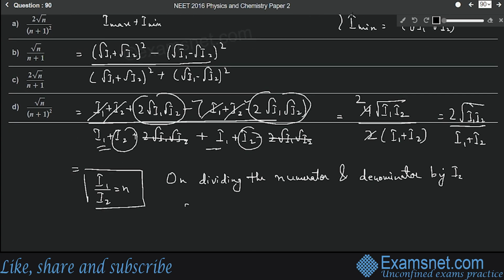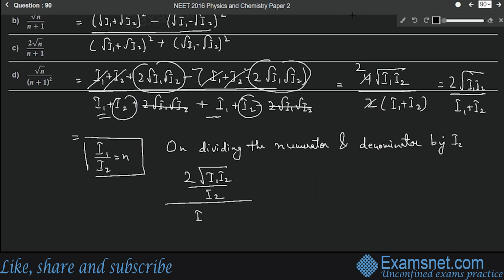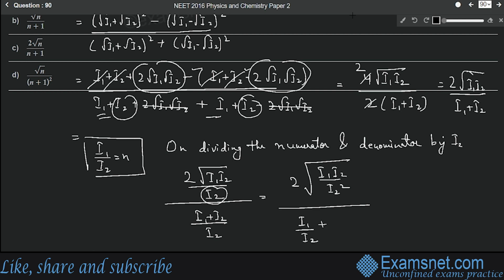So on the numerator side we have 2 root I1 I2, dividing by I2, and on the denominator side we have I1 plus I2, which will also be divided by I2. Let's see what we get. On the numerator side, this I2 is not under the root, right? So if we take it inside the root, it will become I2 square. So 2 under root I1 I2 upon I2 square. And on the denominator side, we have I1 plus I2 by I2, that means I1 by I2 plus I2 by I2, that means 1.